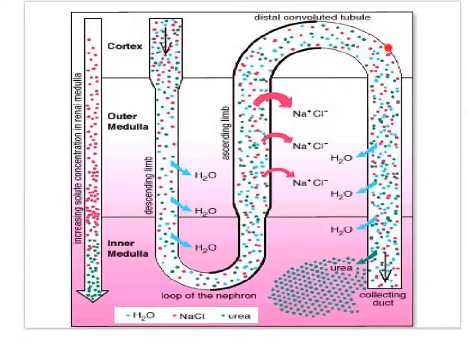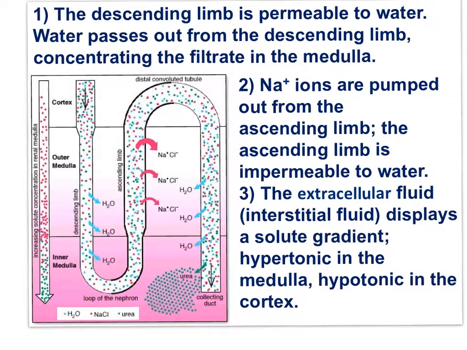As the filtrate then flows into the collecting duct from the cortex through the medulla, water flows out of the filtrate back to the bloodstream. This is osmoregulation with the production of a very concentrated urine. Here is my simplified explanation in writing. The descending limb is permeable to water, but not salts. Water passes out from the descending limb, concentrating the filtrate, concentrating those salts, in the medulla, deep in the base of the loop of Henle.